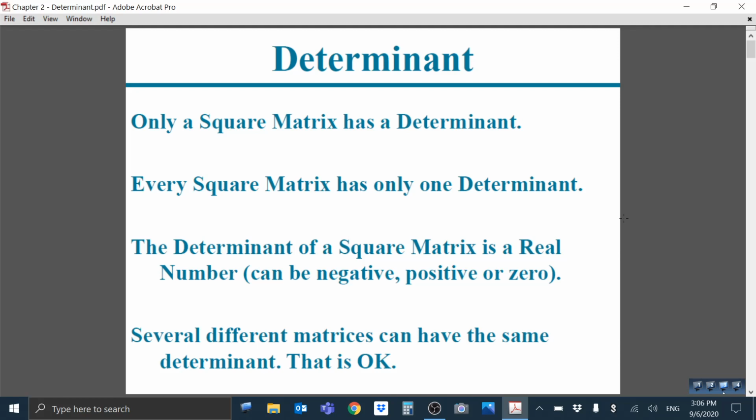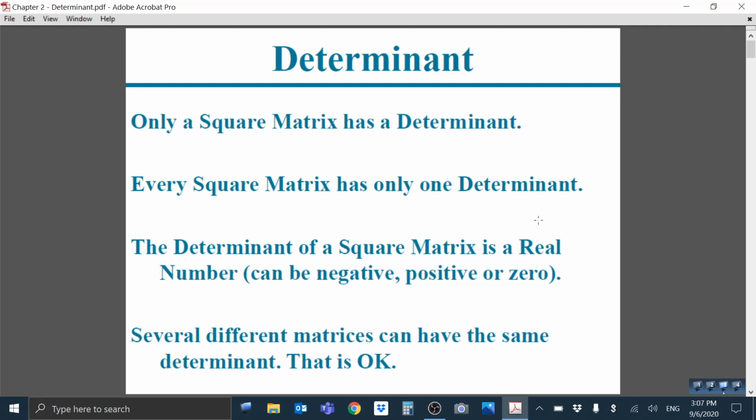So first observation is that the determinant is only for square matrices. So only a square matrix has a determinant. If the matrix is not square, determinant is not defined. We cannot compute it. So any matrix 3 by 7, for instance, that is not square, doesn't have a determinant. Determinant is not defined. Only square matrix has a determinant. Also, every square matrix has a determinant, and it has only one determinant.